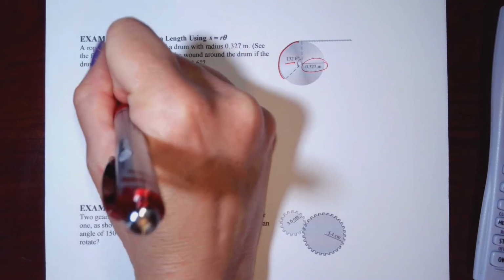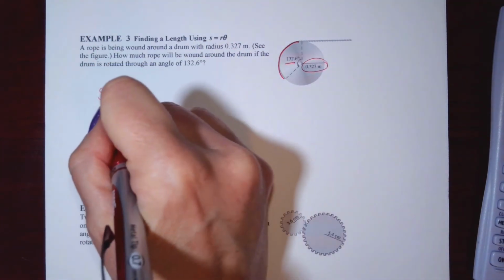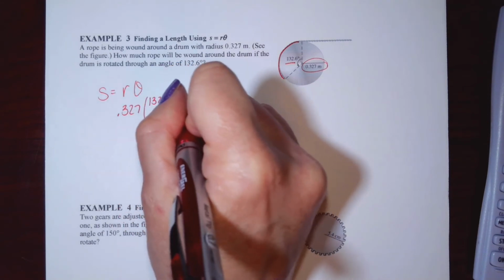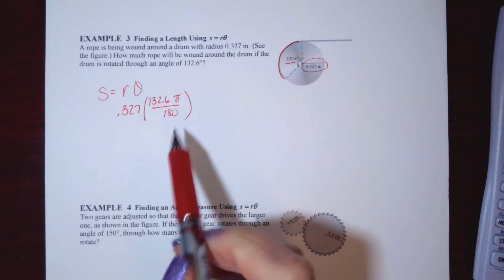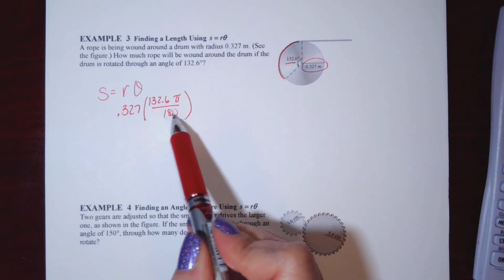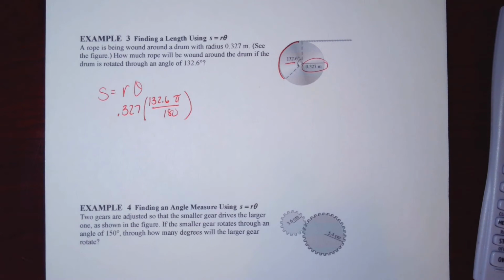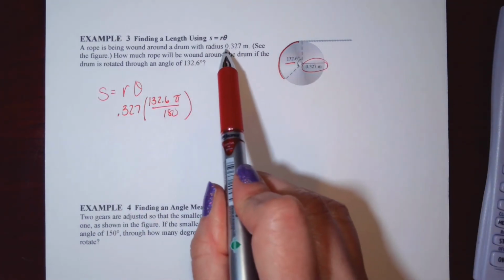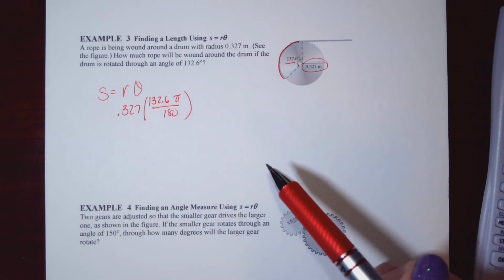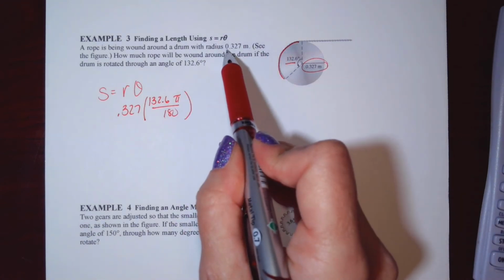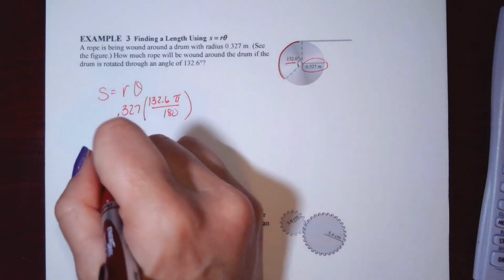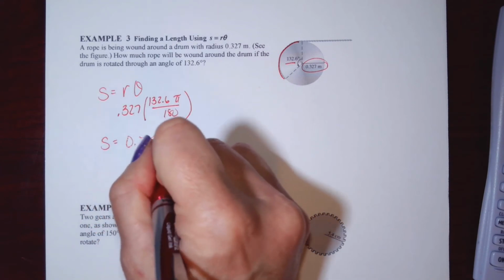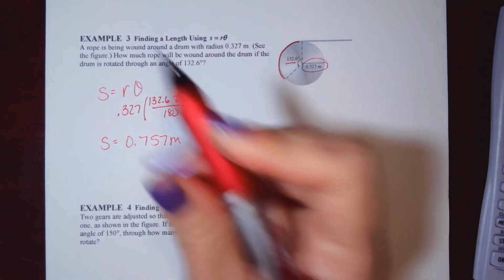So we set up our function, s equals r theta, where our radius is 0.327. Our angle is given in degrees, so we have to make that adjustment, using our conversion factor to change it to radians. We divide out the degrees, we multiply in pi to get it into radians. And we are going to be keeping 4 significant digits, if you count that 0 in front as a significant digit, right? So s, when you plug all this into your calculator, you should end up with 0.757 meters.